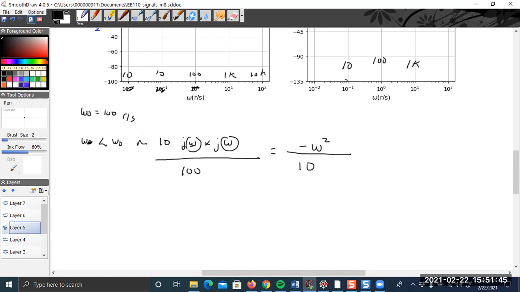Now, the phase you might think is a minus 180, but in fact, it'll be 180 because this gives 90 degrees of phase. This gives 90 degrees of phase. And so it adds up to 180. So if you use LTspice or SciPy or anything like that, this transfer function will give you a phase of plus 90 in this region. All right.